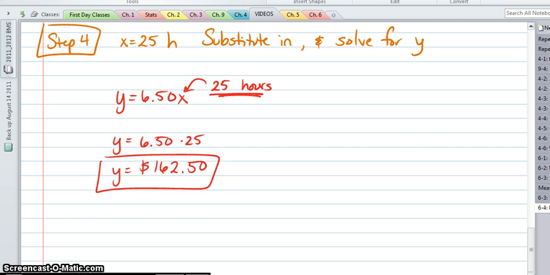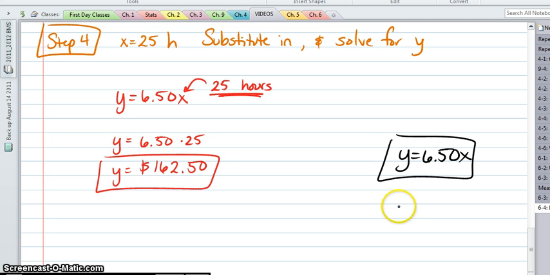So 2 parts. Part 1, we got the equation. Part 2, we solved for a specific. How much will she earn after 25 hours? But like I said, what's really great about this equation is that we can use it to find other values. We will practice this a lot more tomorrow. I'll see you then.